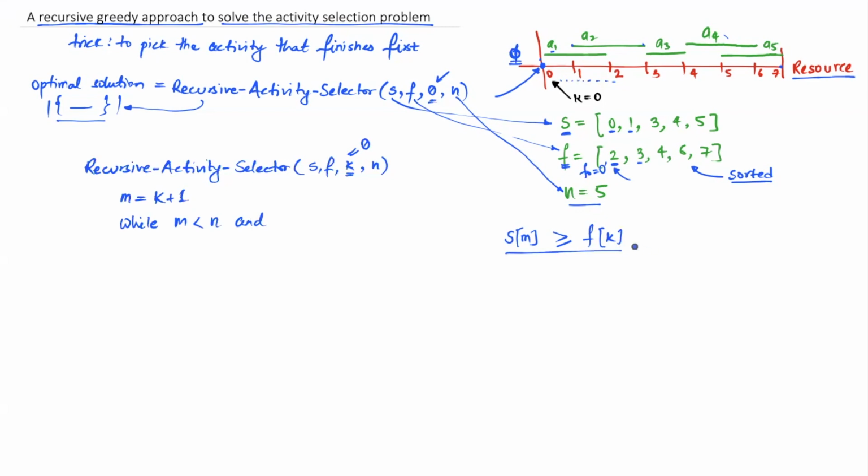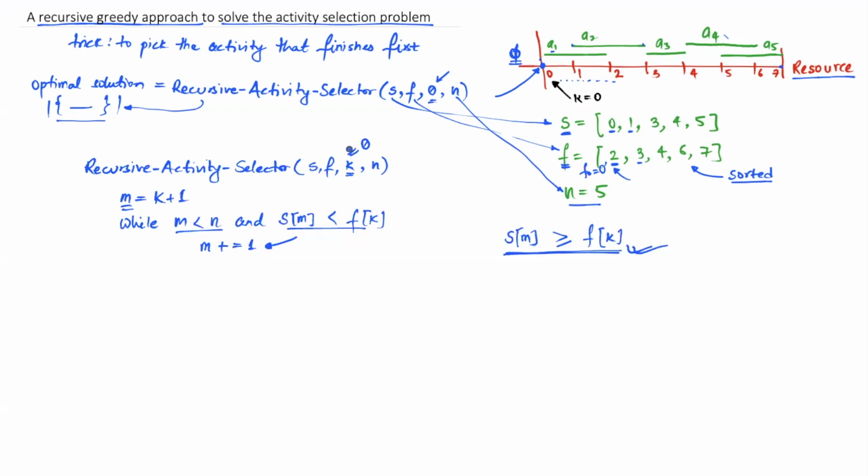So this is what we want to meet as our condition. In other words, I want to increase my M, that is, keep scanning the elements, keep looking for elements until this happens. So while M is less than N, I would like to increase my counter, M plus equals 1, and also until this happens, that is, Sm should be less than Fk. So until this happens, I'm going to continue to increase my counter to find the next activity.